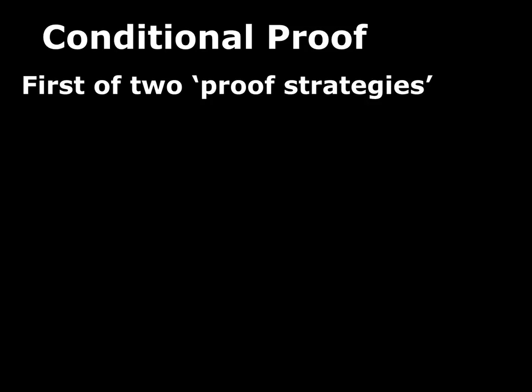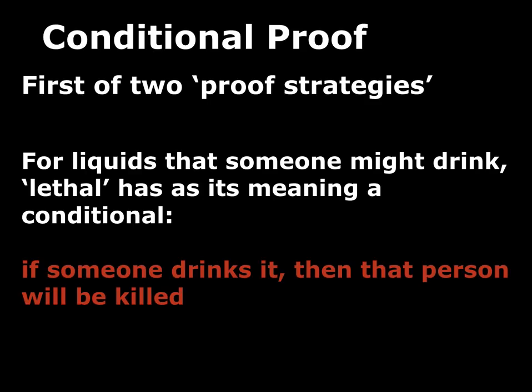Now, in order to get our head around conditional proof, I'm going to start with something that initially has nothing to do with proofs at all, which is this example, the lethality of a liquid. For liquids that someone might drink, if you call a liquid lethal, what does that mean? Its meaning is a conditional, right? It means something like, if someone drinks it, then that person will be killed.